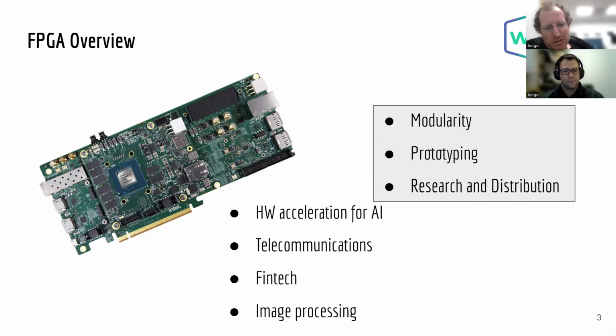Unlike fixed instruction CPUs or GPUs, FPGAs utilize a massive grid of programmable logic blocks and interconnects to execute tasks in parallel. And this parallel architecture enables high performance and low latency processing critical for applications such as 5G infrastructure, high frequency trading, AI acceleration, and so forth. And also image processing.